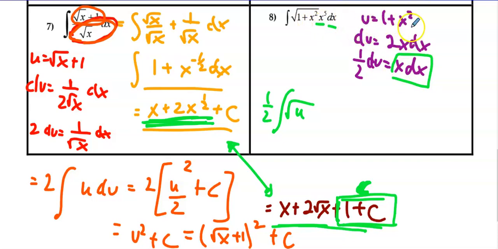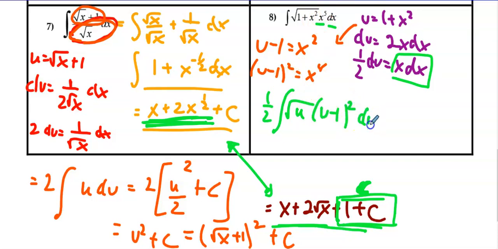So just like in the previous example that we did, we can isolate x squared. Let's do u minus 1 equals x squared. And then if we square both sides, we get x to the 4th. In previous examples, we want to write this in terms of u rather than x. So we're going to do u minus 1 squared du. Remember, one of our x's is already right here, so we only want x to the 4th. We don't have to do x to the 5th. So this is what you would set this problem up with.